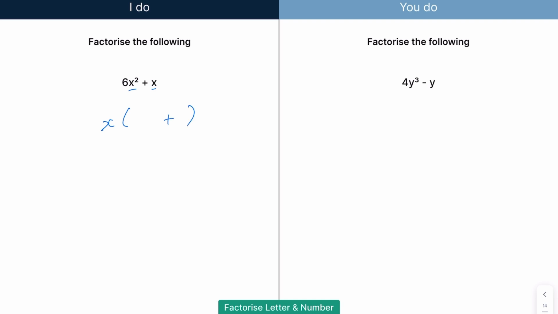And again, ask yourself the same question. What do I multiply by this to get 6x squared? So there must be a 6 and there must be an x. So that's 6x. And then what do I multiply by this to get x? That'll just be 1. So the final answer is that there.